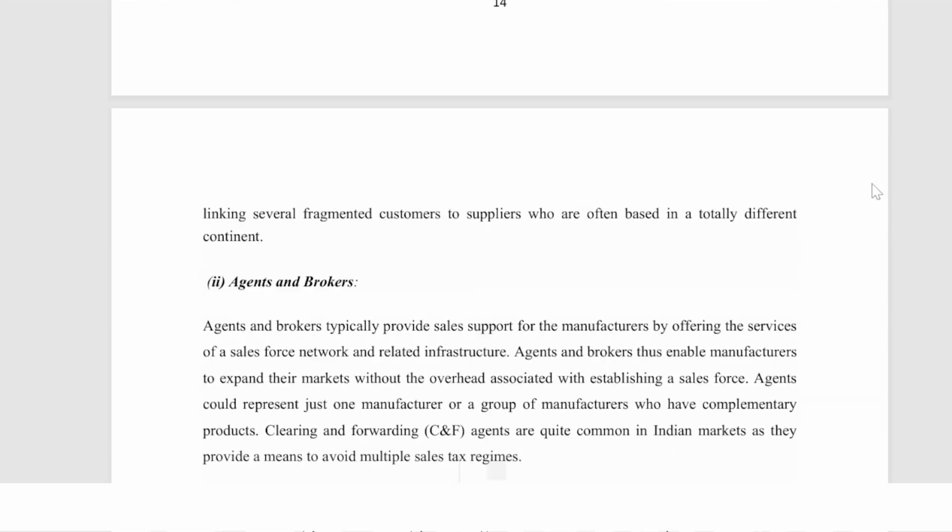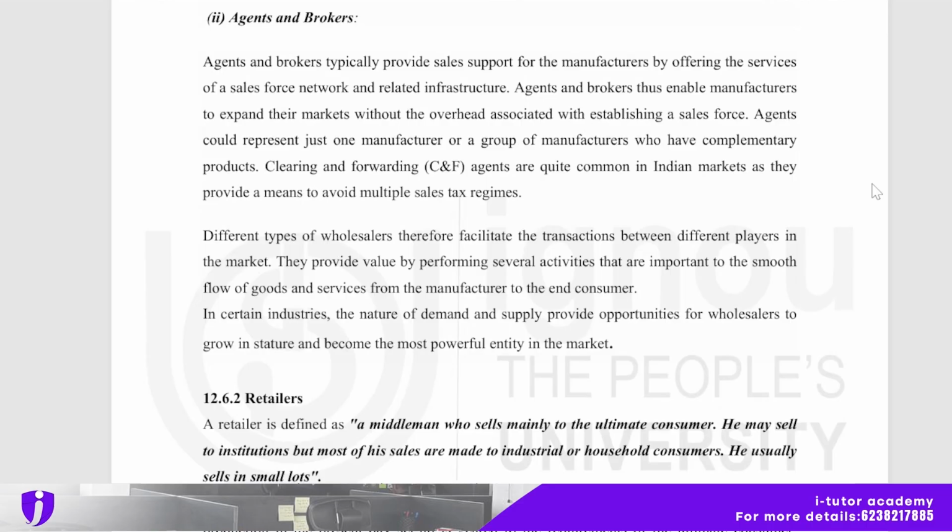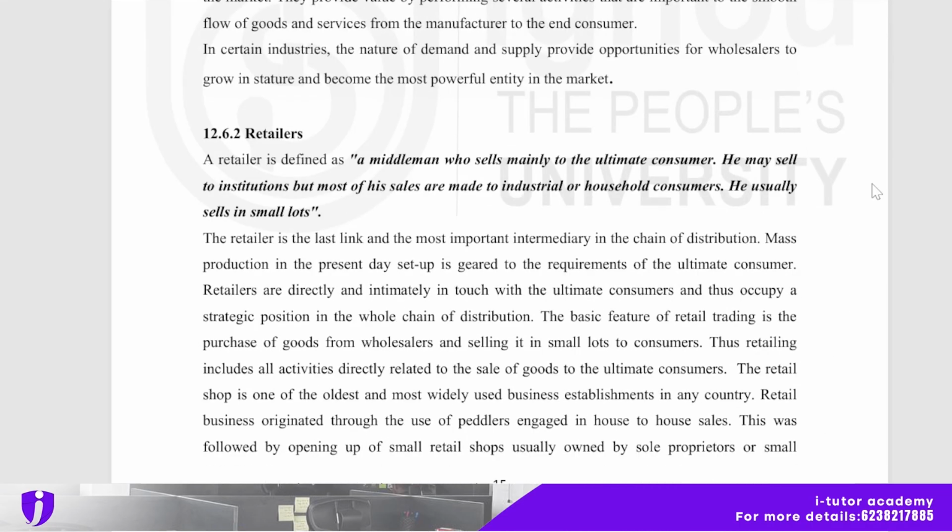And next is agent and brokerage. We already discussed who is an agent and broker. You just go through your IGNOU study material MMPC 006. Okay, and the next one is retailers.